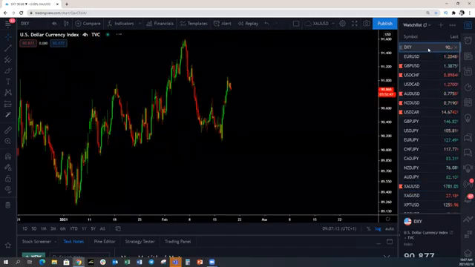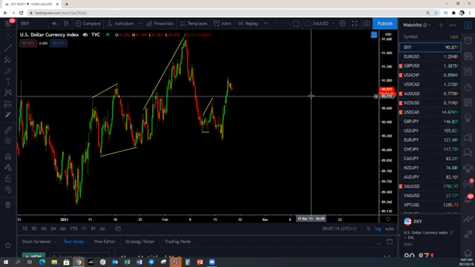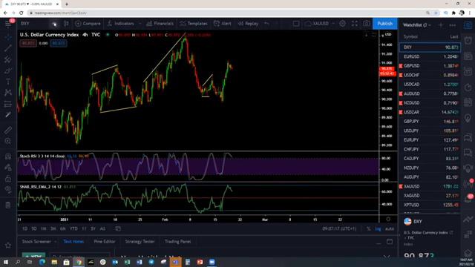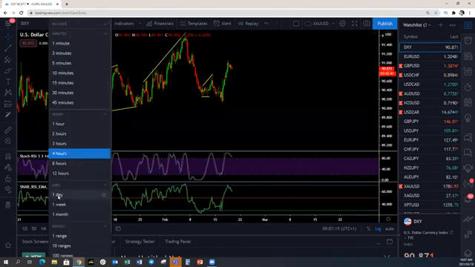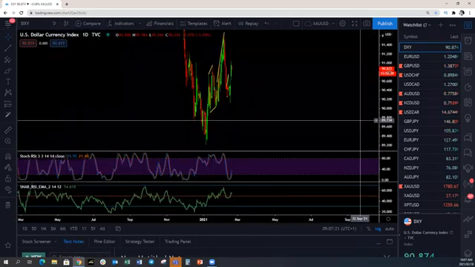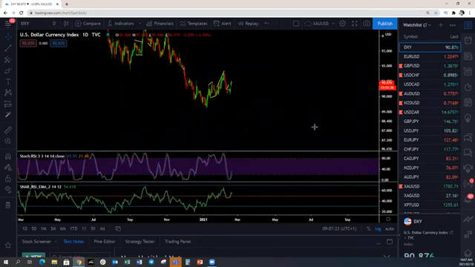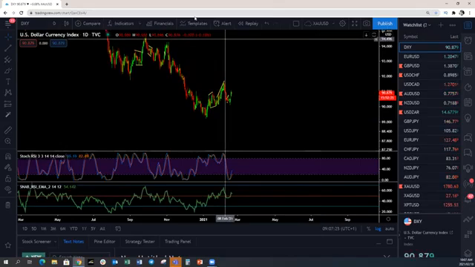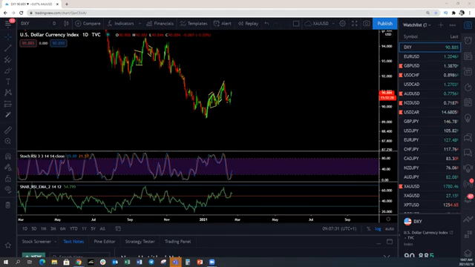So let's start with the DXY before we go through any other pairs. Let's have a look at the structure here. I want to look at the daily first to see if this trend is going to show any sort of reversal. So the DXY, the structure that we are looking at here, is for it to do this three-wave pullback here and then continuation to the downside.